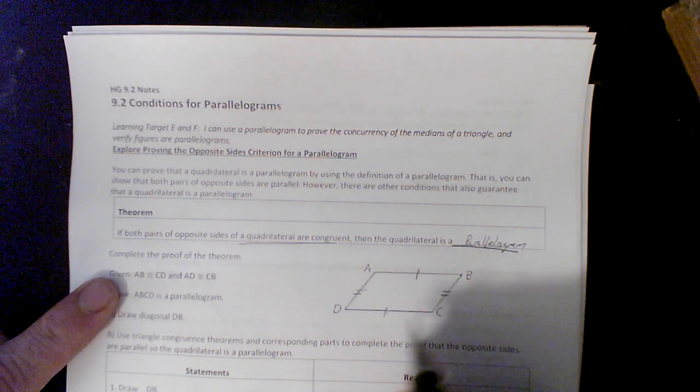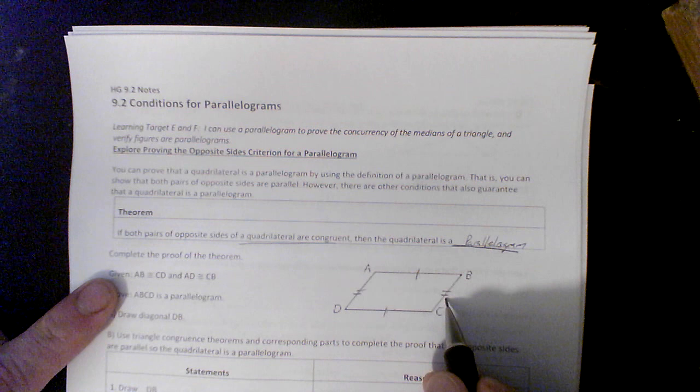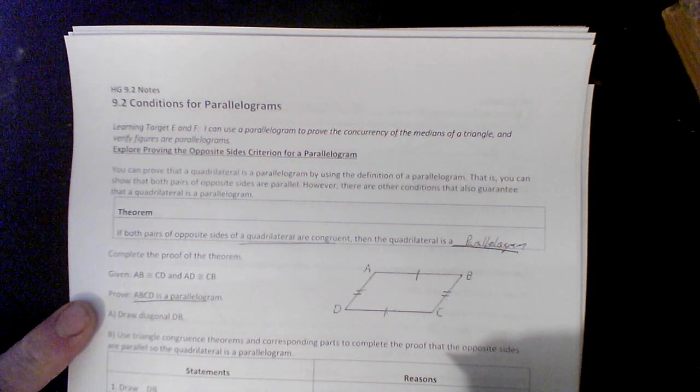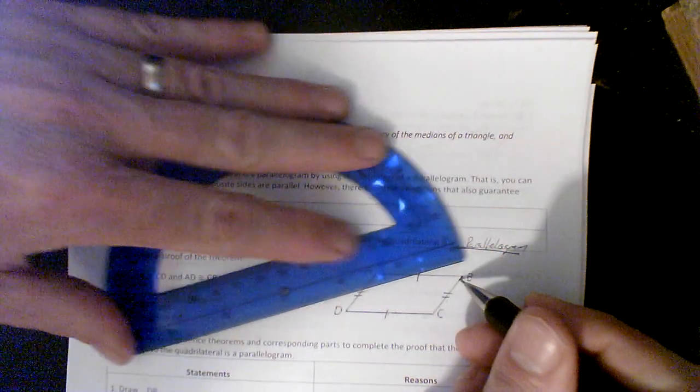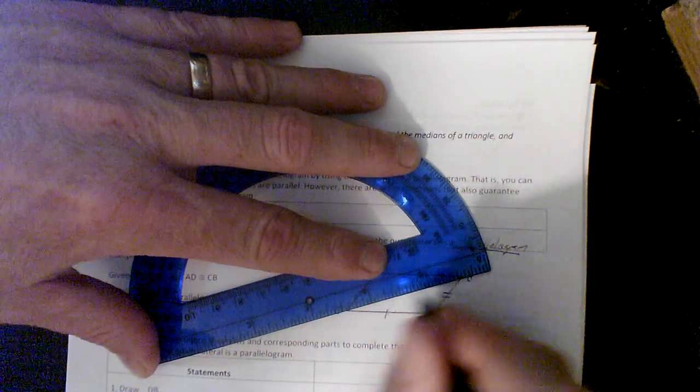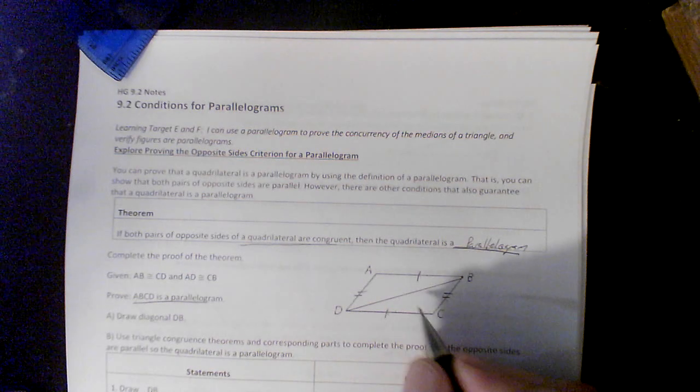All right. They have given us that AB, I can see it right here, and CD are congruent, and AD and CB are congruent. Now we're supposed to prove it's a parallelogram. So here we go. First thing we've got to do is draw a diagonal DB. So I'm proving it. And we can already see we're probably going to go with side, side, side somewhere in here, right? So we've got these two that are given. And let's see. All right. So we've got DB is congruent to DB.